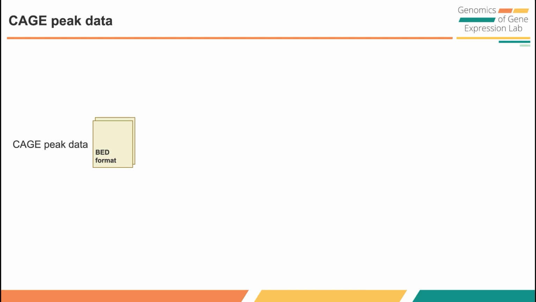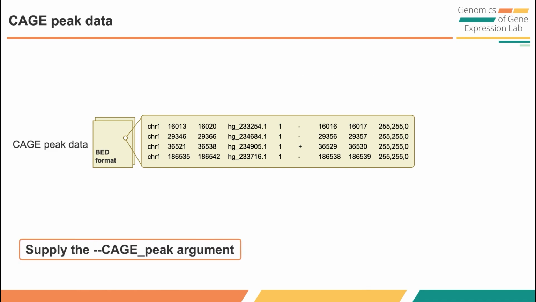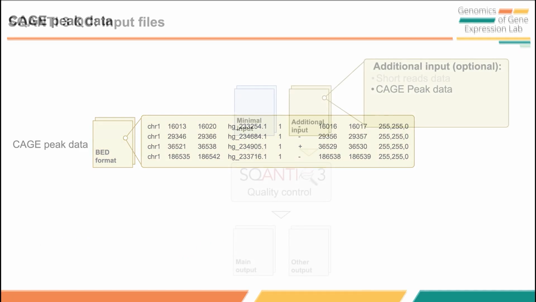CAGE peak data must be provided as a BED file, where column 1 contains the chromosome. Column 2 contains the 0-based index start coordinate. Column 3 contains 1-based index end coordinate. Column 6 contains strand information. The BED file needs to be supplied to SQANTI quality control via the --CAGE_peak argument.